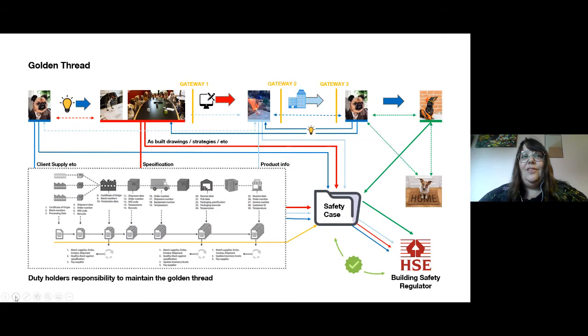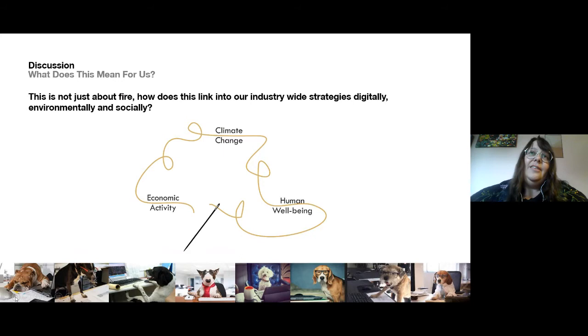So I think obviously we've started at Grenfell and previous fires, but it's not just about fire. There's a wider discussion of what this golden thread means and how this links into strategies digitally, environmentally, socially, because ultimately this is all about well-being, and it also links into this economic, climate, human well-being link that brings all of this together and what essentially the goals are for. So I think that leads quite nicely on to Ollie, who will pick up the next part of the presentation.